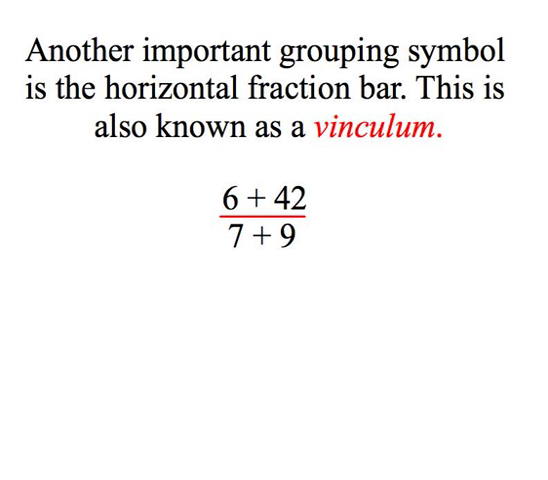Another important grouping symbol is the horizontal fraction bar. That's what I called it for years, and then I found out it had a special name, vinculum. Well, vinculums have two purposes. They're both grouping symbols and fraction bars mean division. So you simplify the expression in the numerator, in this case 6 plus 42. Then you simplify the expression in the denominator, 7 plus 9, because the grouping goes first, and we get 48 over 16. And finally, then we do 48 divided by 16 to get 3.